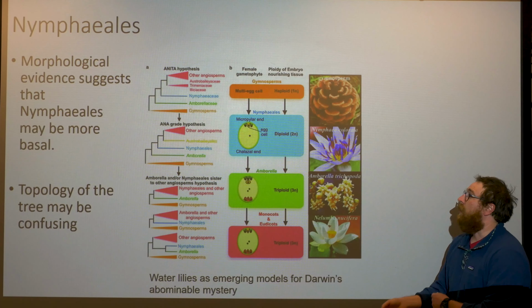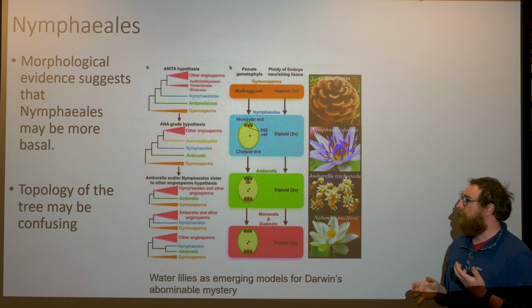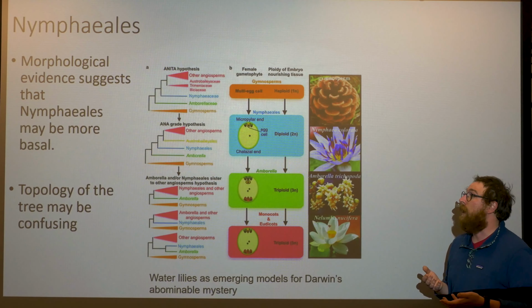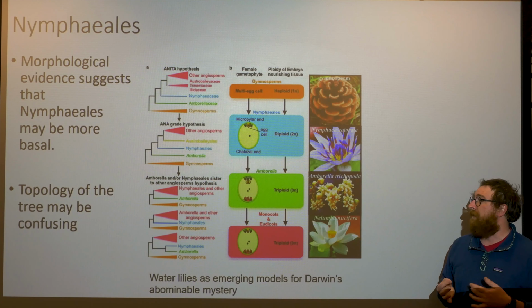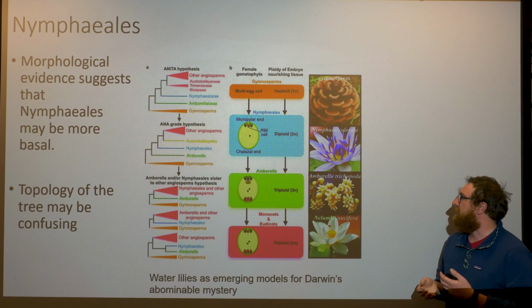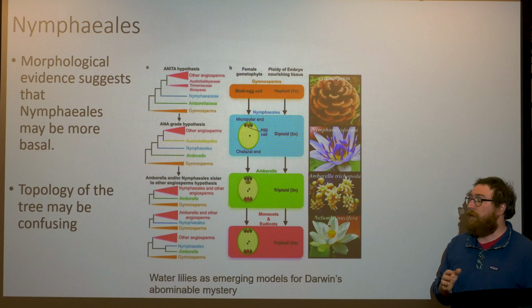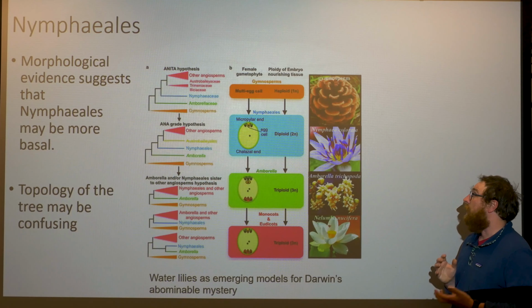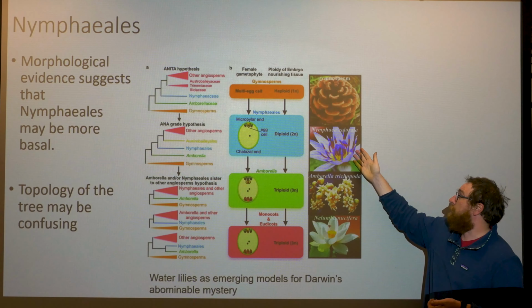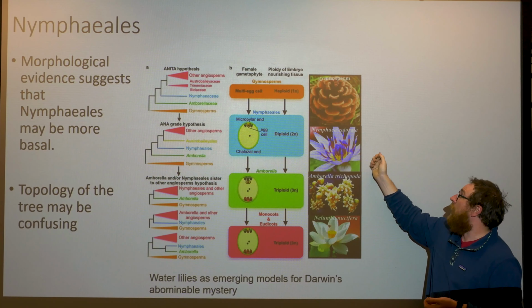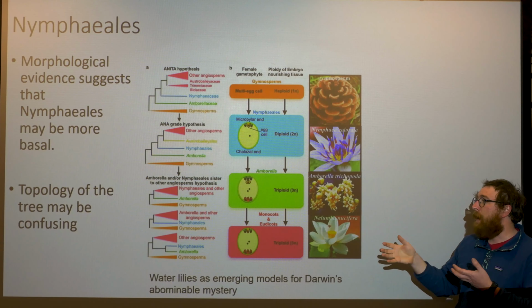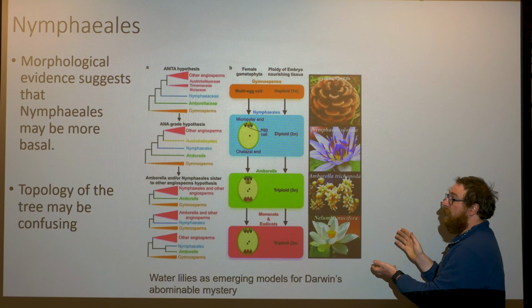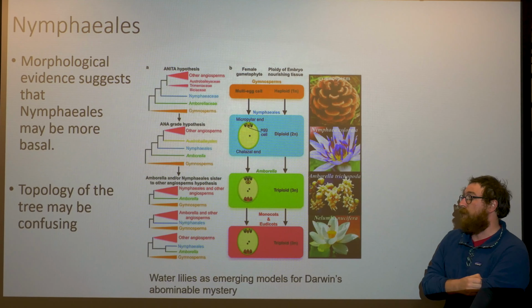The Nymphaeales are an interesting group because there's a lot of interest in how exactly they're related to the other members of the Ana grade. The morphological evidence from a lot of these plants, especially the Nymphaeales, actually places them more toward the bottom of the angiosperm phylogeny, the more basal part of it. So these would actually be the members most closely related to gymnosperms. And so our topology, or the shape of our tree, can get really confusing depending on what we think the Nymphaeales is actually closely related to.